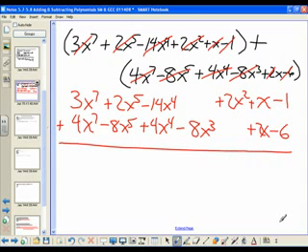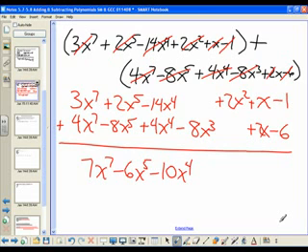Add them all up. 3 plus 7 is 7x to the 7th. 2 plus negative 8 is minus x to the 5th. Negative 14 plus a positive 4 is minus 10x to the 4th. Minus 8x cubed, because 0 plus negative 8x cubed. 2x squared plus 0 is 2x squared. X plus 2x is 3x. Negative 1 minus 6 is negative 7.